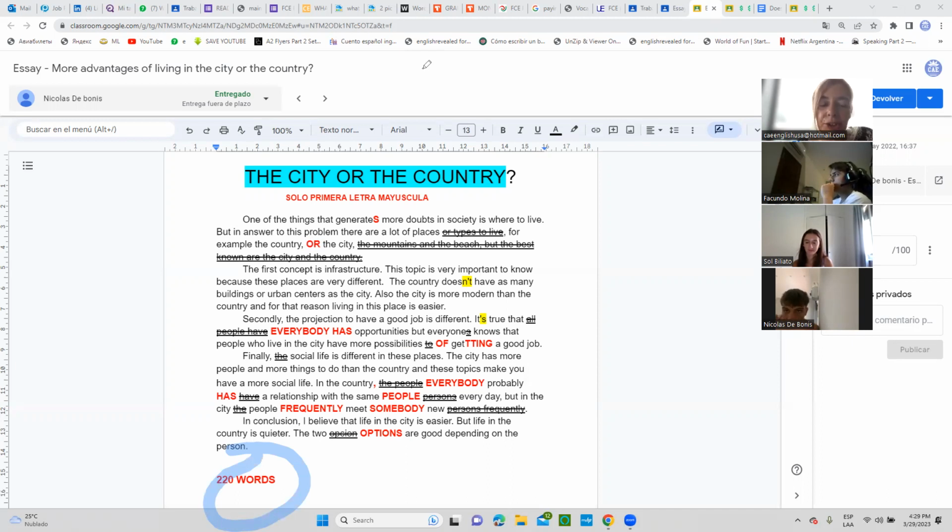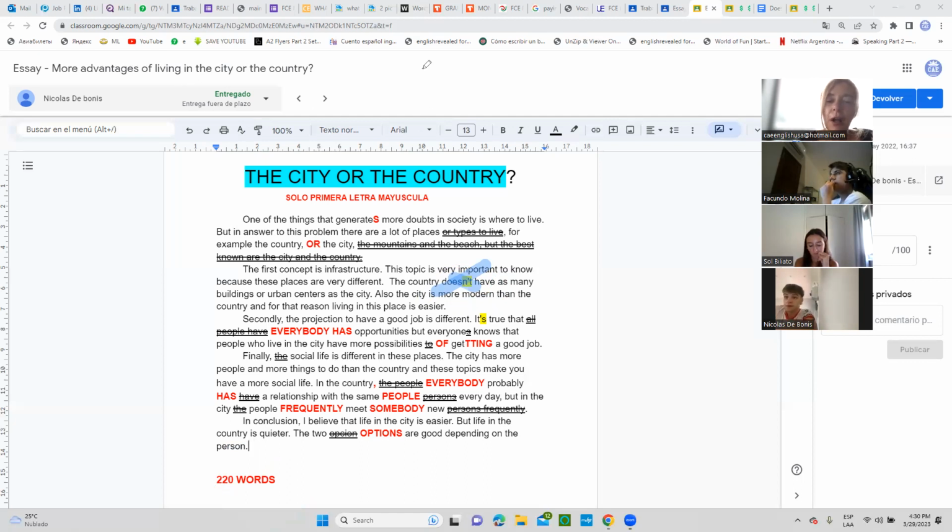The first concept is infrastructure. This topic is very important to know because these places are very different. The country doesn't, Nico, no contractions. But anyhow, sorry, this essay is from last year, so okay. It's okay, but remember, no contractions in essays. The country does not have as many buildings or urban centers as a city. Also, the city is more modern than the country, and for that reason, living in this place is easier.